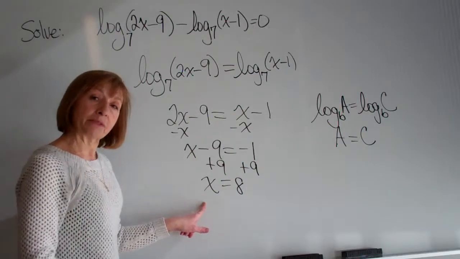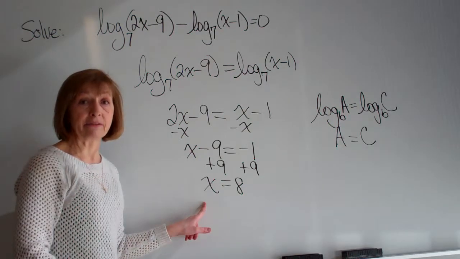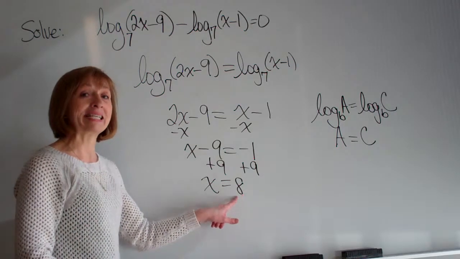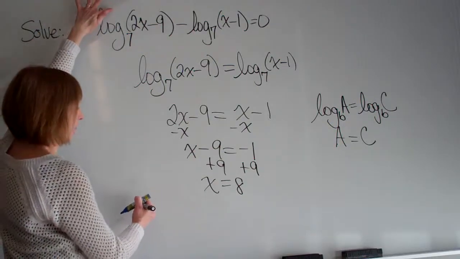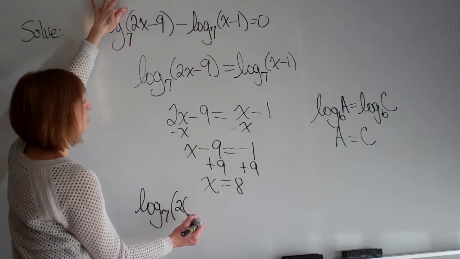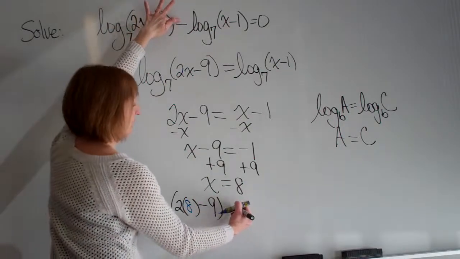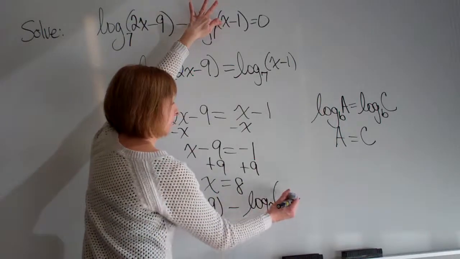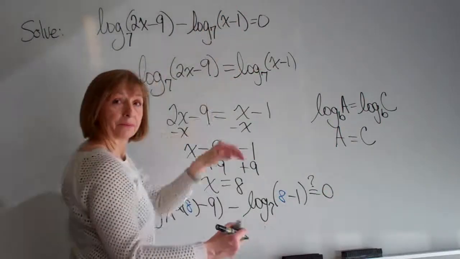Now remember, that's a possible solution, but because logarithms have a restricted domain, they're only defined over the positive numbers, we need to always make sure that we check our solutions for logarithmic equations in the original equation to make sure that it makes it true. So here we have logarithm base 7 of, take out the x and put in 8, so 2 times 8 minus 9, minus the logarithm base 7 of, take out the x and put in 8, minus 1. I want to know if that'll come out to be 0.